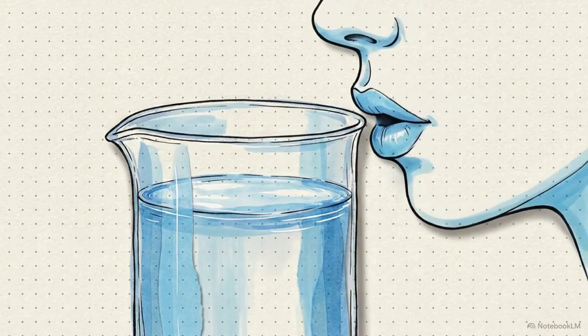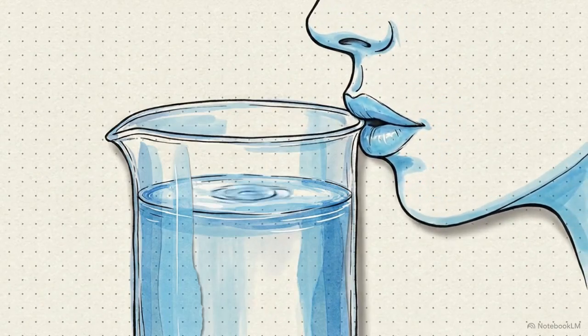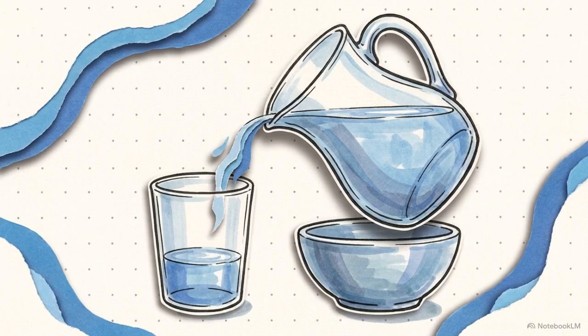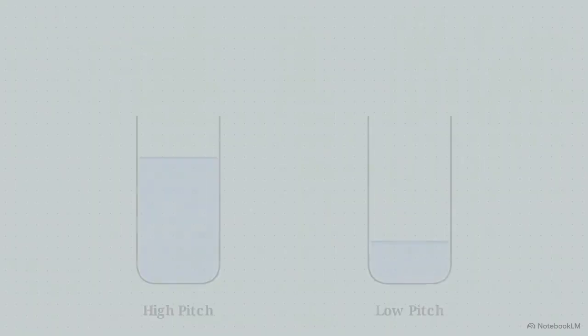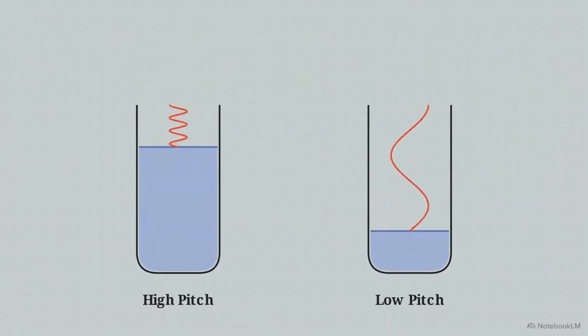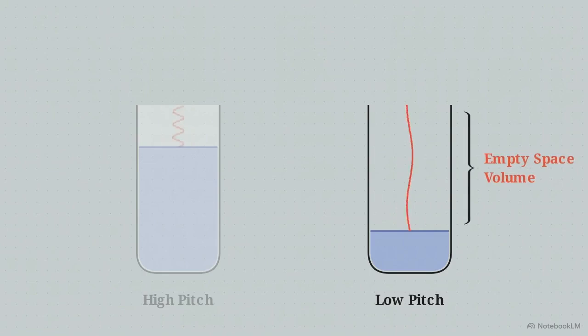If you've ever sat at a dinner party with a half-empty crystal water glass, you've tried this. Blow across the rim, and it hums. Pour out a little water, leaving more empty air in the glass, and that hum drops to a lower, deeper pitch. The note you hear is entirely dictated by the volume of empty space.